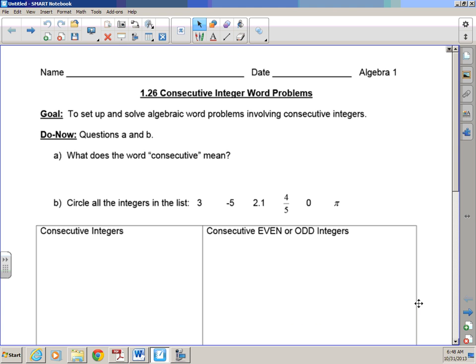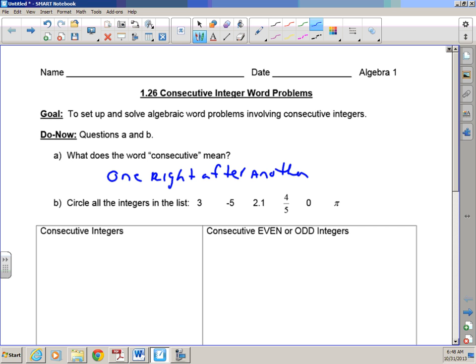The purpose of today's lesson is to go through a specific type of word problem called consecutive integer word problems. So let's talk about a couple of things. What does the word consecutive mean? The word consecutive means one right after another. And in the real number system, what are integers?